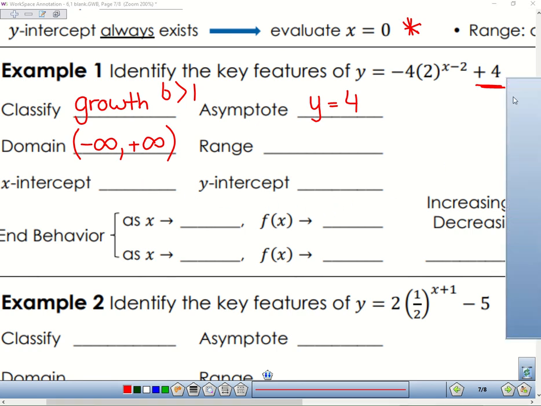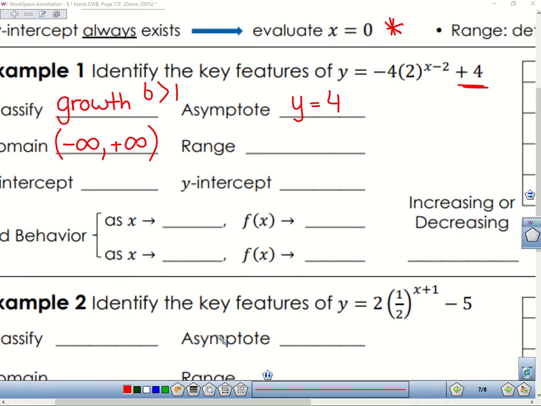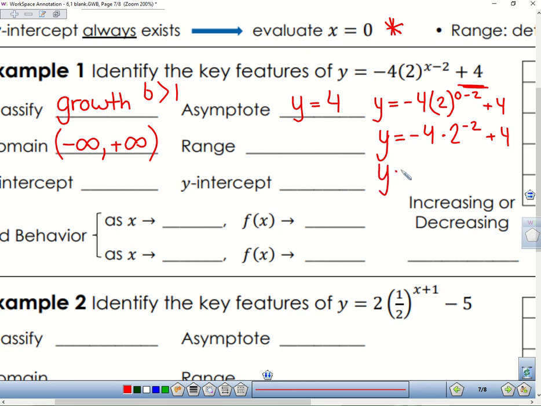Now the y-intercept, you do have the skill set to find. So to find the y-intercept, you're going to evaluate x equals 0. So you're going to take your equation, and you're going to plug in 0 for x. When I do that, I'm left with y equals negative 4 times 2 to the negative 2 plus 4. Now, this is where a calculator is really helpful if you're not great with exponent rules, which we did learn a few units ago.